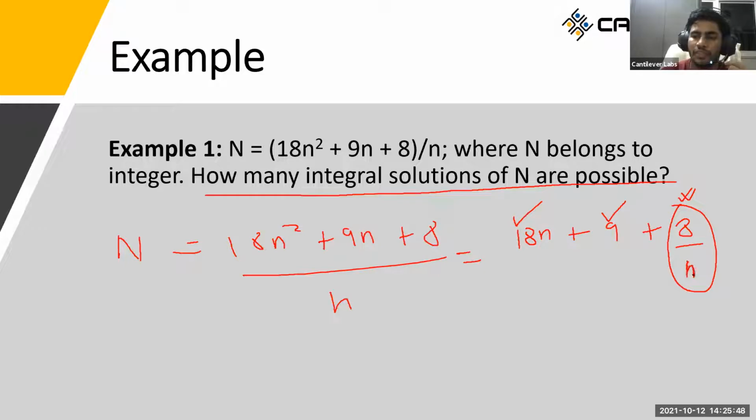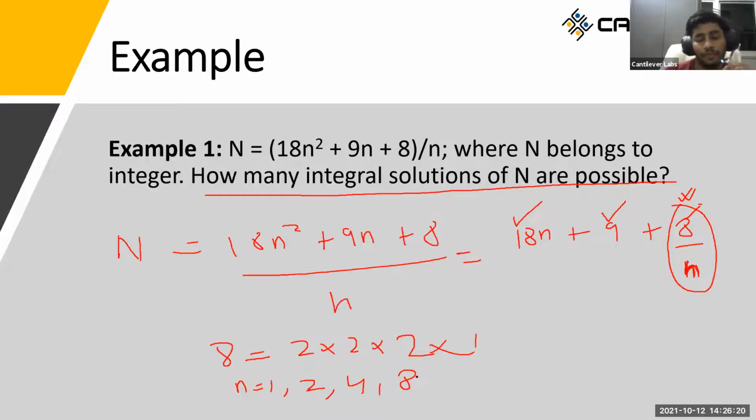So n can assume various values. What values can it assume? In order to find the values that n can assume, we'll just have to find the factors of 8. So 8 here is 2 multiplied by 2 multiplied by 2. The factors of 8, and obviously 1, because 1 is a factor of every number, are 1, 2, 4, and 8. So n can assume these values.